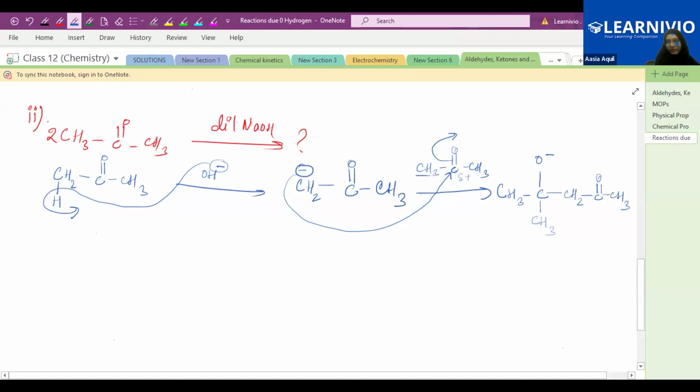Muniba and Aisha? Yes, ma'am. Okay. Now, when you do further acidification, when you provide H plus ion, this H plus ion will attack this oxygen and get attached to it, and it will give you OH, CH3 over here.